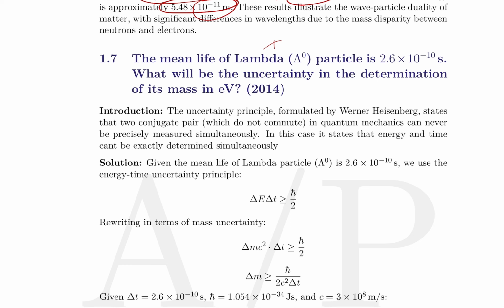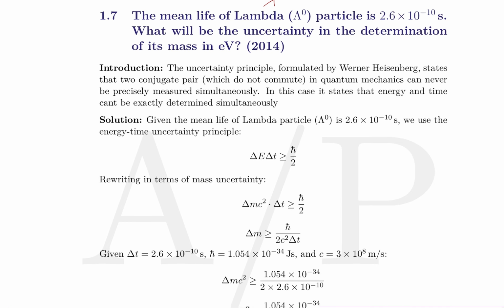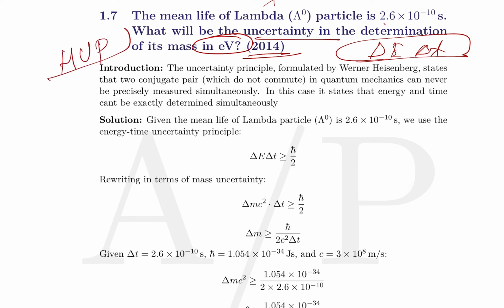All right, let's move to the next question. This is a question from 2014. The mean life of lambda particle is 2.6 into 10 raised to the power minus 10 seconds. What will be the uncertainty in the determination of its mass in electron volt? Now, this is important, that in electron volt we need to find out. Again, you see, the question is the mean lifetime and the uncertainty principle. So it is talking about the delta E delta T thing. Again the same fundamental concept of HUP, Heisenberg uncertainty principle.